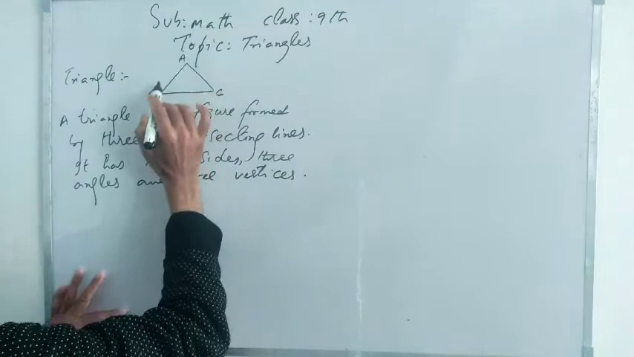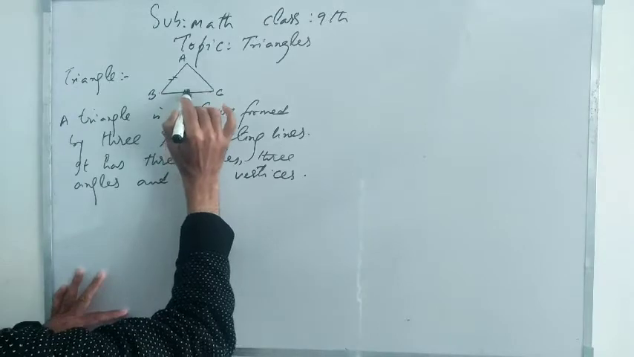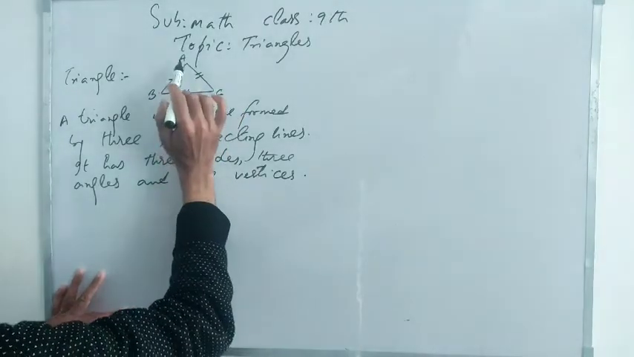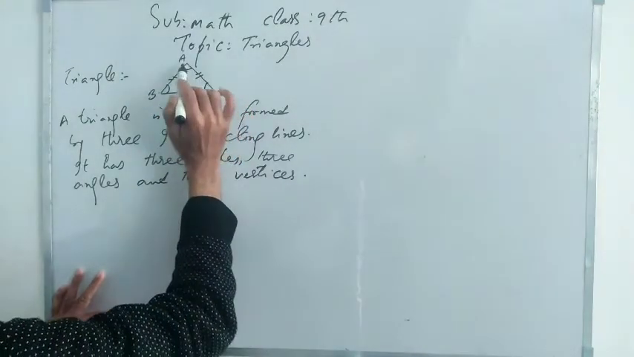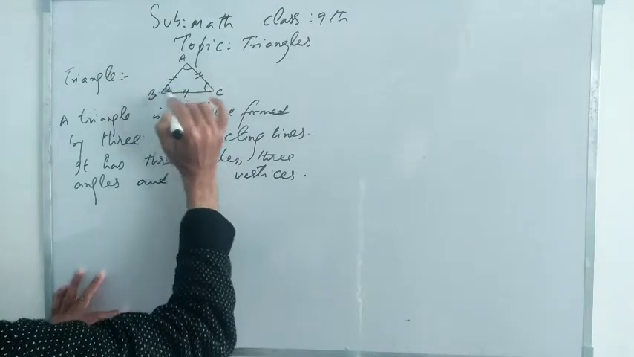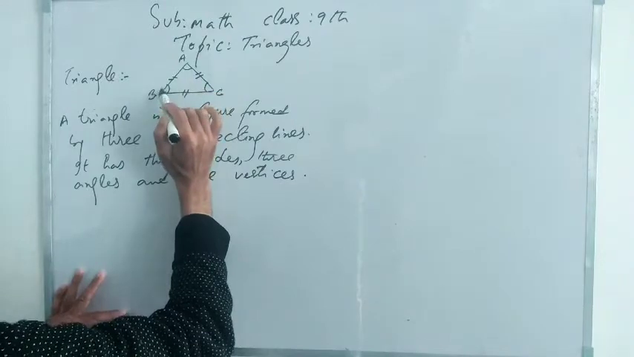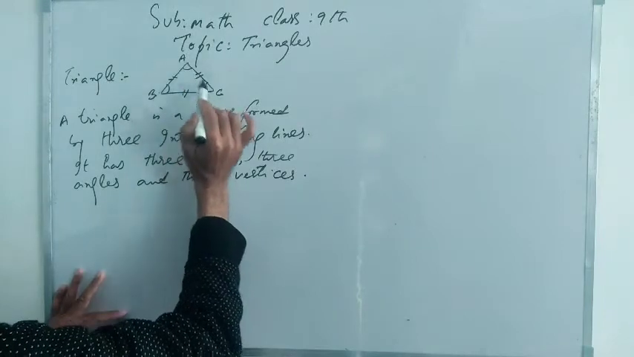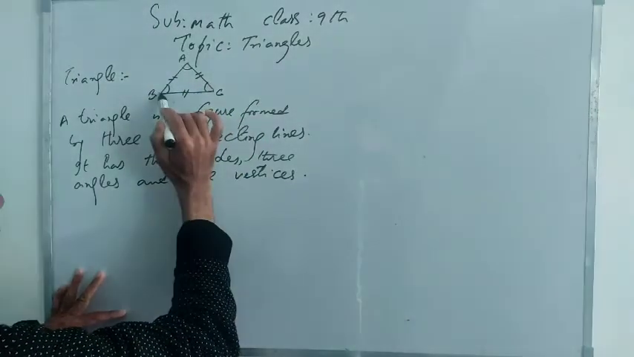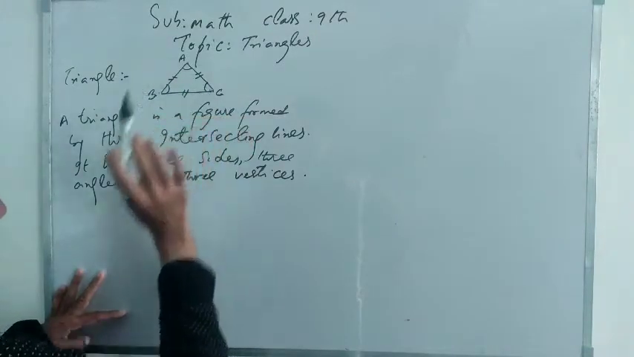In the above figure, ABC is a triangle which has three sides, namely AB side, BC side and AC side. It has three angles, namely angle A, angle B and angle C. It has three vertices, A, B and C. Vertices are those points where two intersecting lines meet. For example, at A there meet two intersecting lines AB and AC. Similarly, at B there meet AB and BC. Similarly, at C there meet AC and BC.